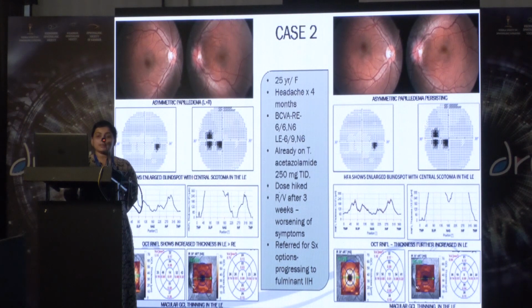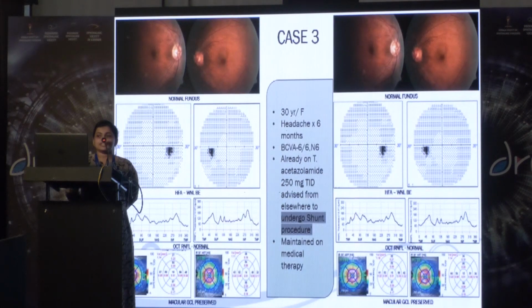And the dose of tab acetazolamide was hiked to 4 times a day, and on review after 3 weeks, there was papilledema persisting, and HFA showed enlarged blind spot with central scotoma in the left eye, and OCT RNFL thickness further increased in the left eye with macular GCL thinning in the left eye. So she was referred for surgical options in view of her progressing to fulminant IIH.